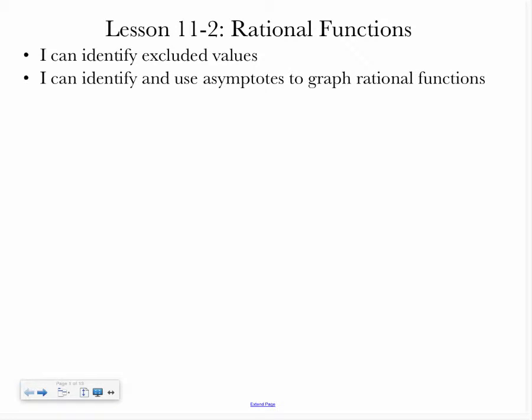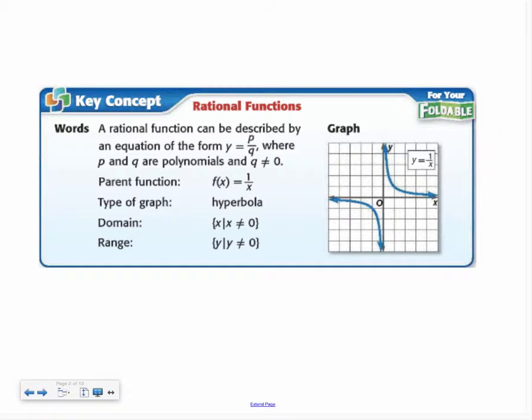Hello class, welcome to lesson 11-2, which is all about rational functions. By the end of this lesson, you should be able to identify excluded values and identify and use asymptotes to graph rational functions. So if we look at our first key concept, we're going to be talking about rational functions.